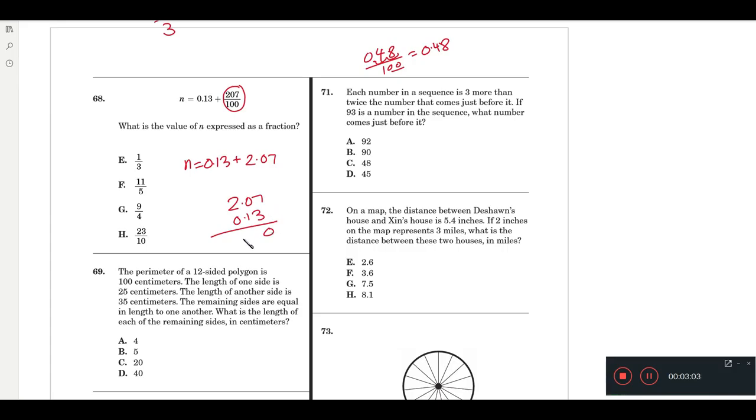2.20 or 2.2. They want it as a fraction. So 2.2 is 22 over 10, just moving the decimal. That simplifies by dividing both by 2 to get 11 over 5. You can't simplify anymore. You get what I did, guys.